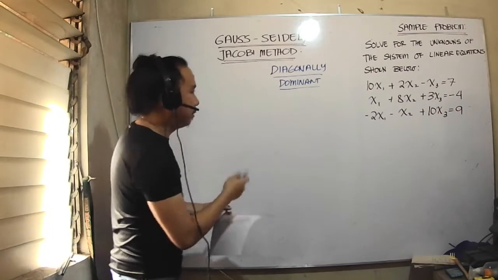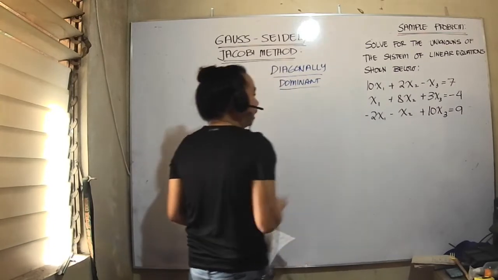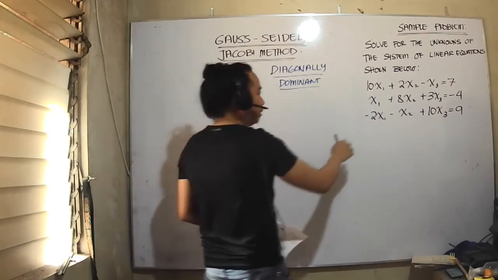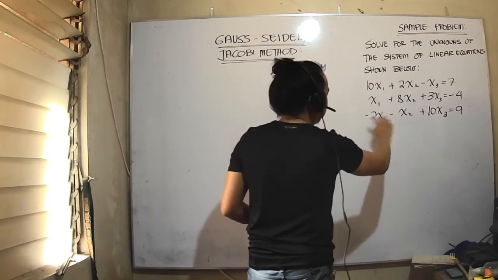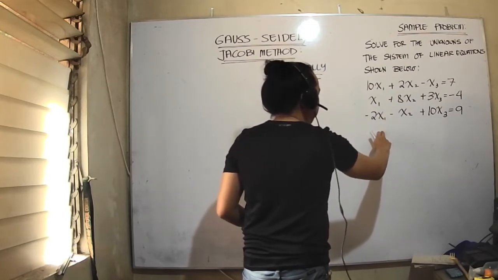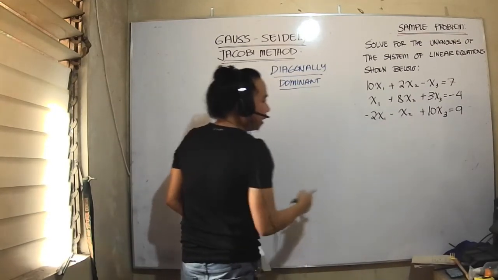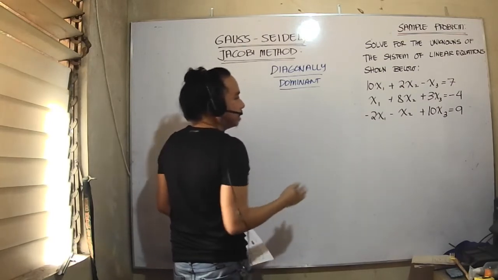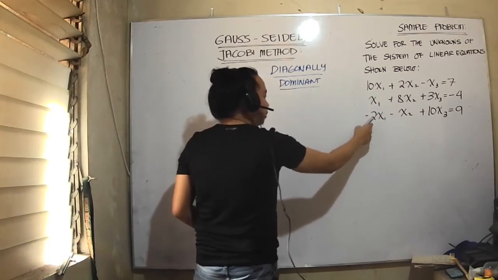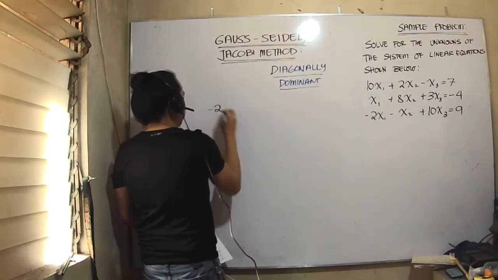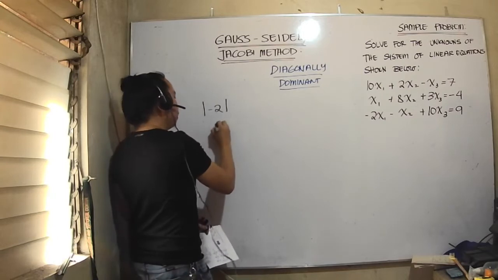Now, for this arrangement, let's look at the first equation and see whether its first term is the largest. Take negative 2x1 minus x2 plus 10x3 is equal to 9. We investigate the first coefficient, negative 2. Its absolute value is 2.